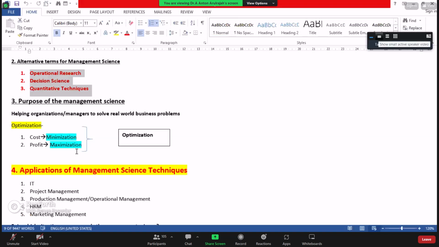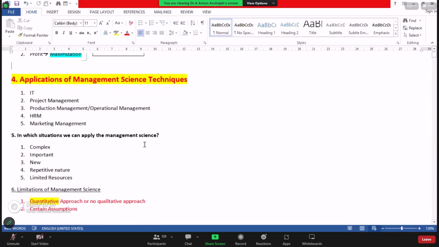In that process, there are two things related to organizational operations: costs and benefits, or costs and profits. If you are dealing with the cost aspects, we have to minimize the cost, and if you are dealing with profit, we have to maximize the profits. So, cost minimization and profit maximization. By combining those, you can call this optimization.